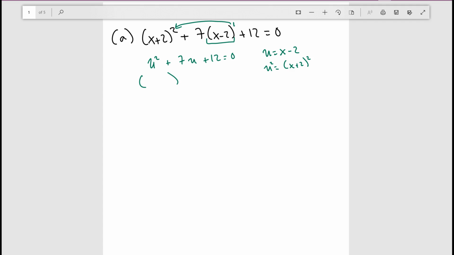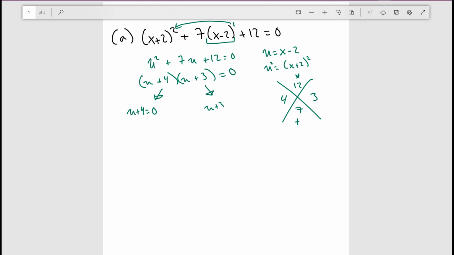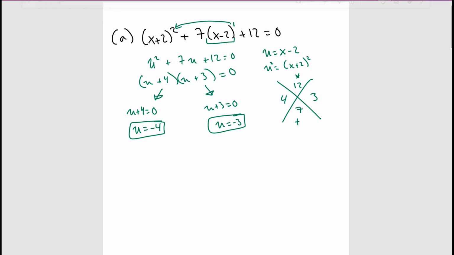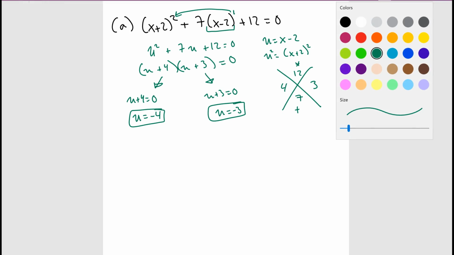Okay, now let's go ahead and factor this. So two numbers that multiply to get 12 and also add up to get 7. In this case, it's going to be 4 and 3. So you get u plus 4 and u plus 3. So I'm going to break these off into two different sets. So u plus 4 equals 0. U plus 3 equals 0. So u here is going to be negative 4. That is my first answer. Then u here is going to be negative 3. That's my second answer.